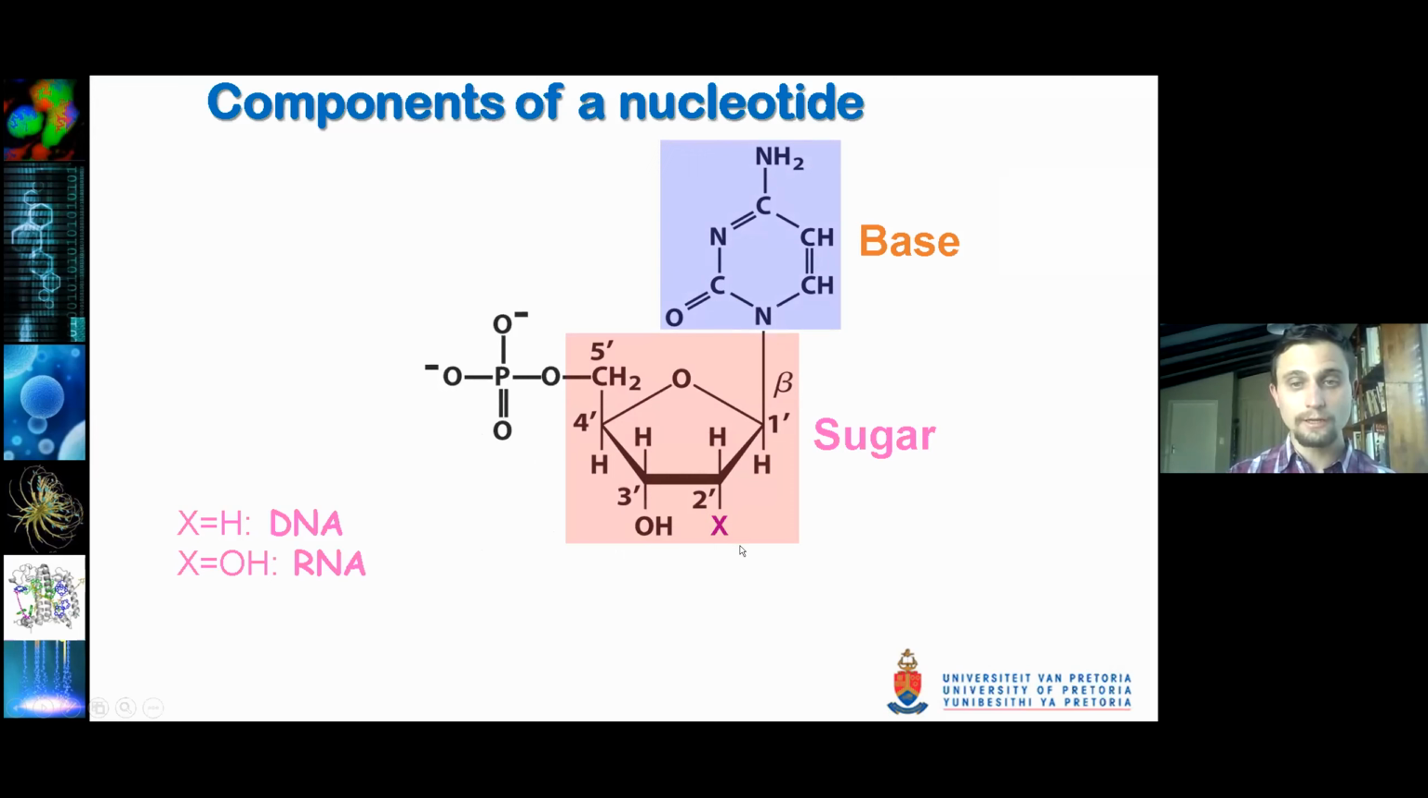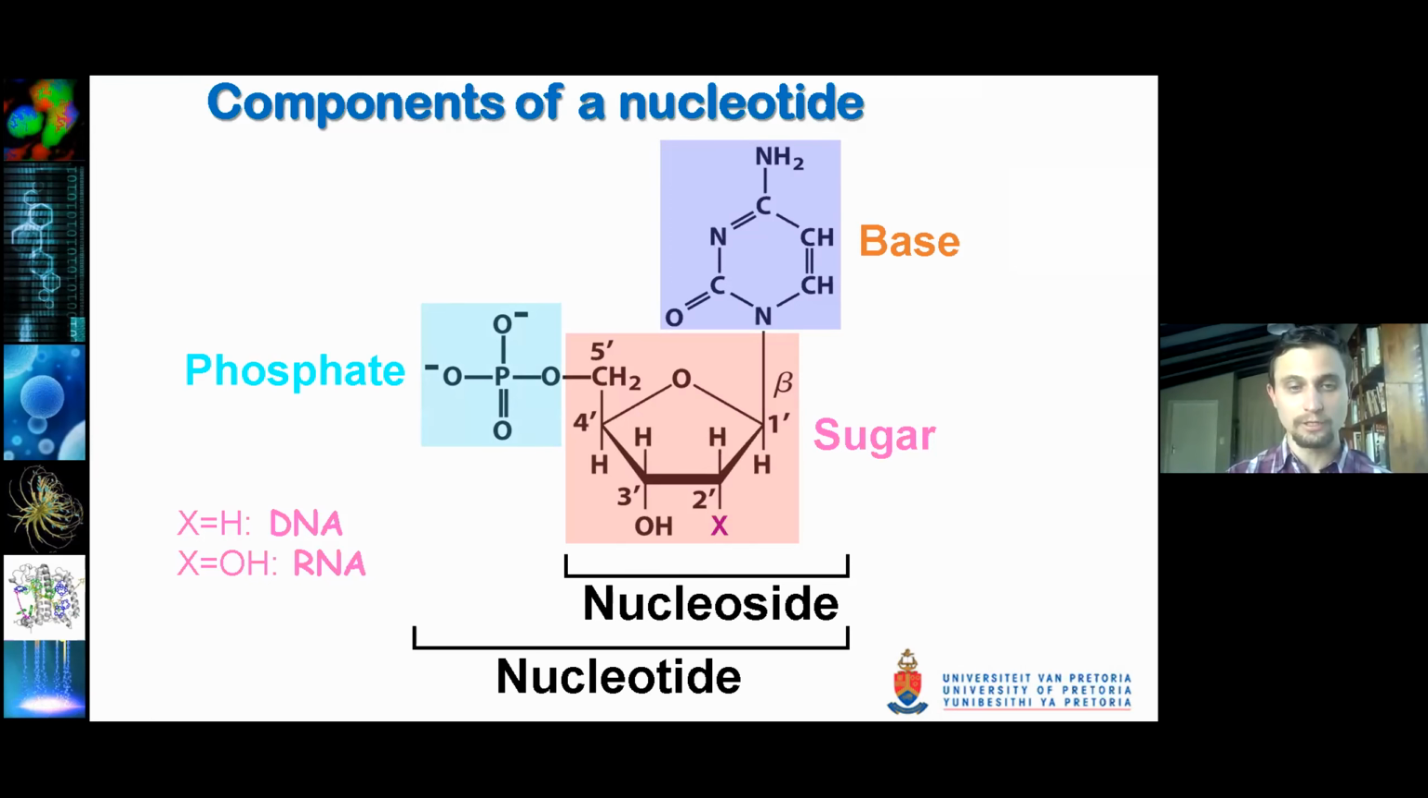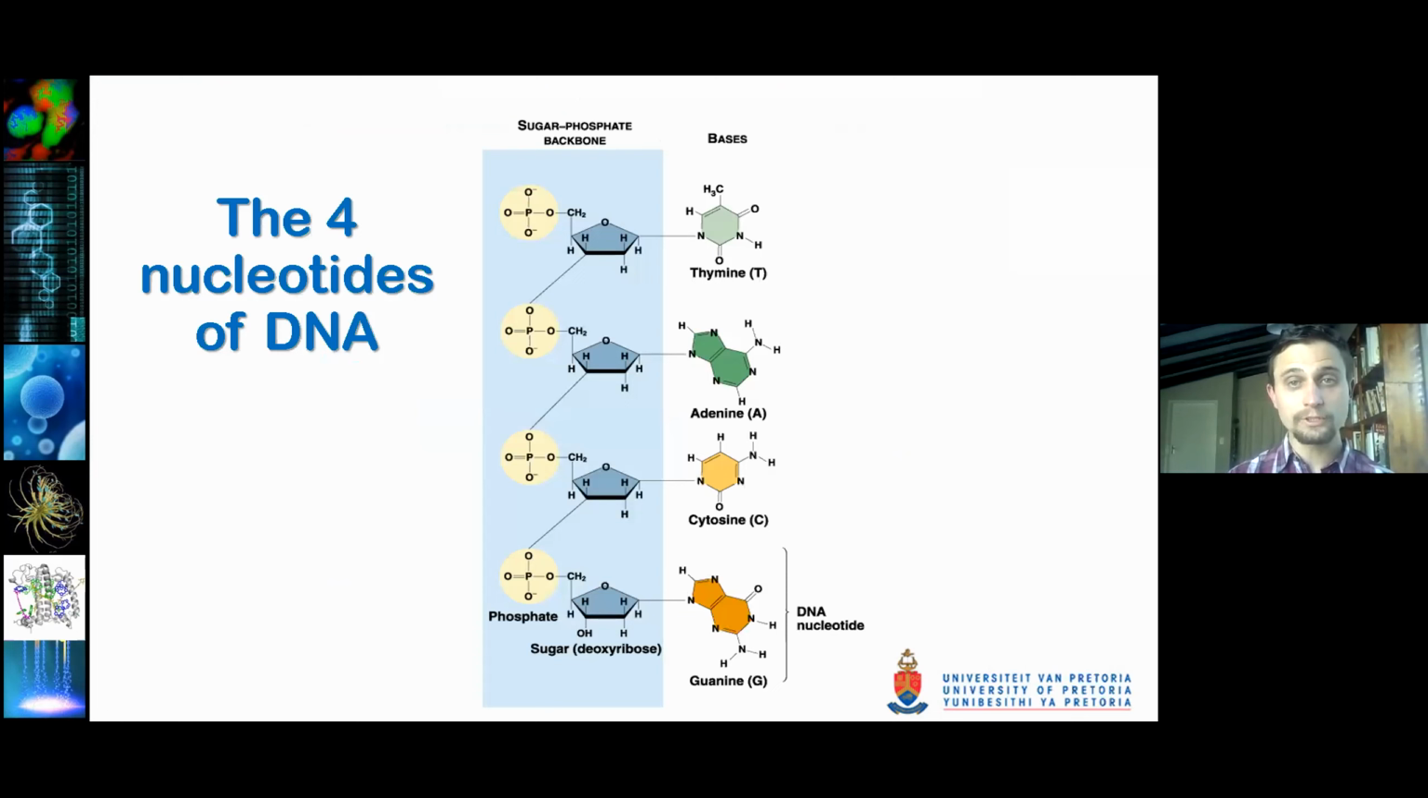So the sugar, okay, for a DNA you have hydrogen there. For RNA, the structure is basically identical, but instead of hydrogen there, you have a hydroxyl group. Okay, and then we have the phosphate as well. The phosphate and the sugar together form the backbone, and the base determines the type of nucleotide. So there are 4 different nucleotides that make up a DNA structure. So this full molecule is called the nucleotide. And there are 4 different types called thymine, adenine, cytosine, and guanine. So you can see the sugar phosphate backbone is the same, and it's just the base that changes.